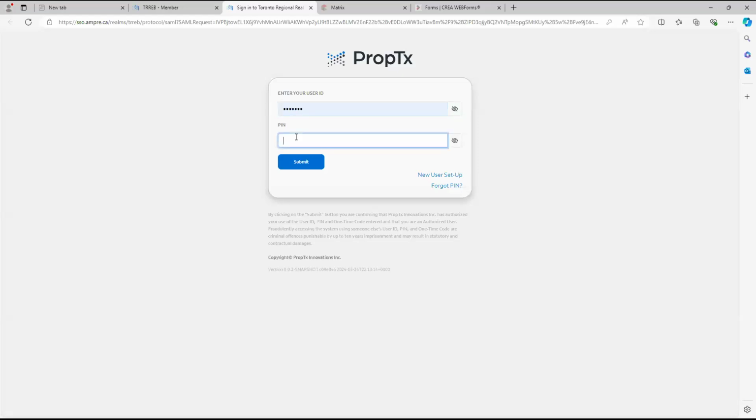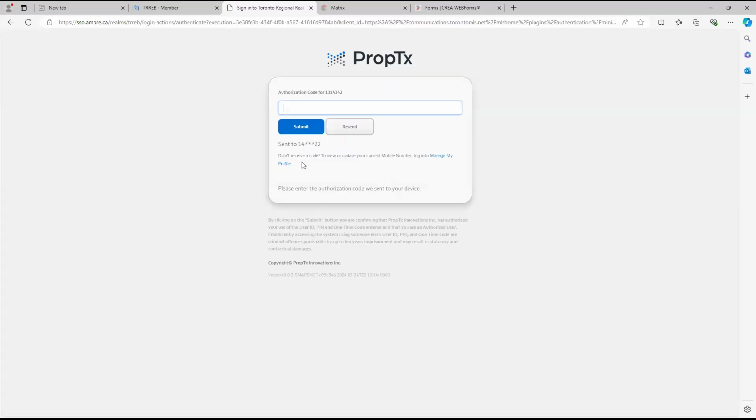Just a second. I log in. Then I need to see the code given to me. Just a second. Got the code and I'm going to log in here. Just a second.